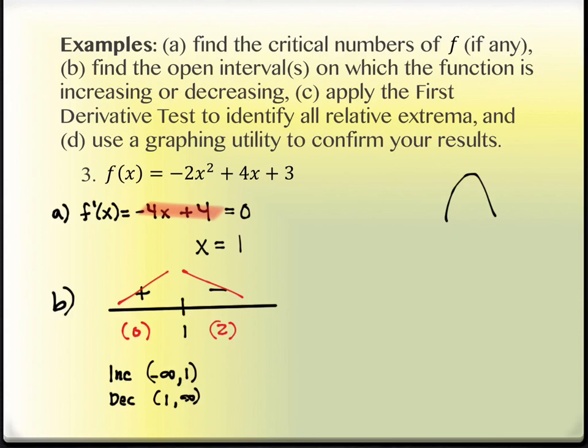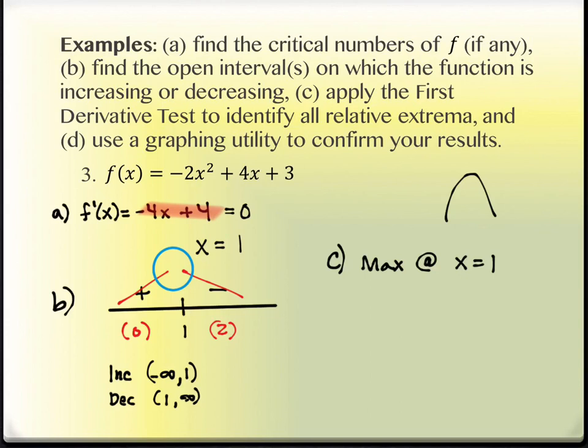All right, step 3 then was to decide whether we had maximums or minimums. So in particular, right here in the middle, what's going on? It's got a peak, right? There's a maximum there. That's what the first derivative test tells us. So we have a maximum at x equal 1.